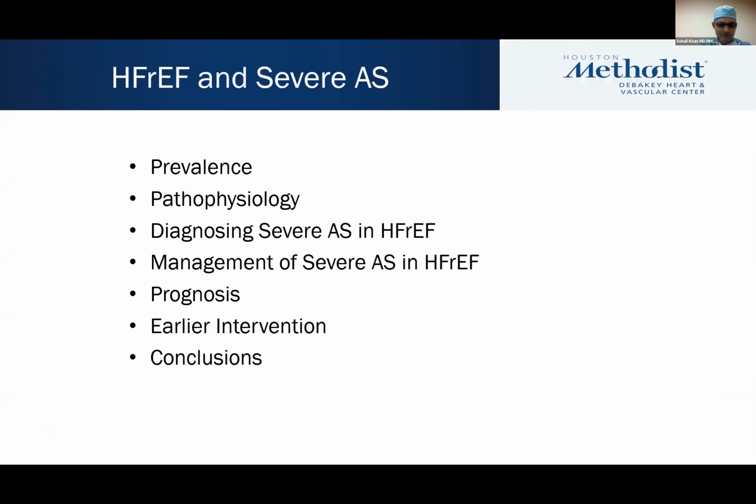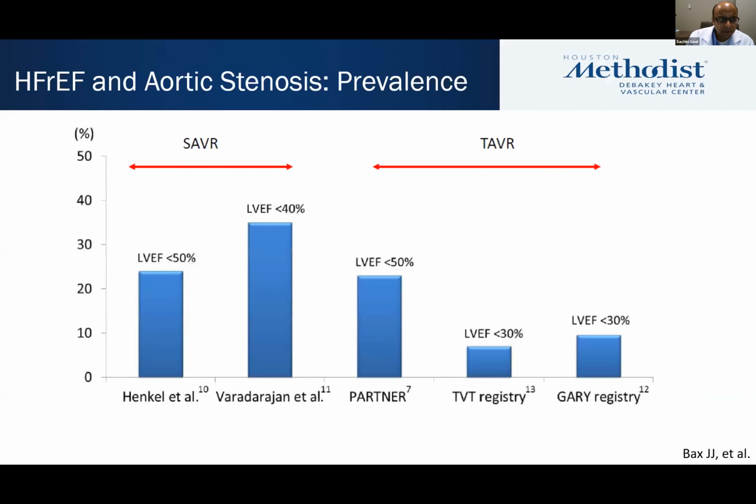The outline of the talk is prevalence, pathophysiology, diagnosing severe AS in the presence of HFrEF, management of severe AS and HFrEF, prognosis, and possible earlier intervention. Prevalence: this slide shows the prevalence of HFrEF in aortic stenosis patients presenting for TAVR and SAVR. For patients with very low EF, less than 30%, the prevalence is about 5 to 10%. For patients with EF between 30 and 50%, the prevalence ranges from about 25% to 35%.